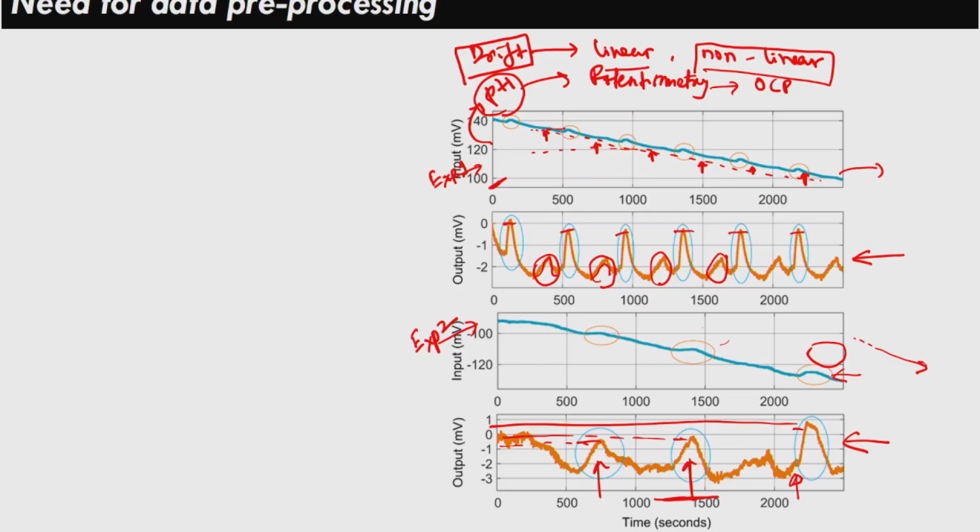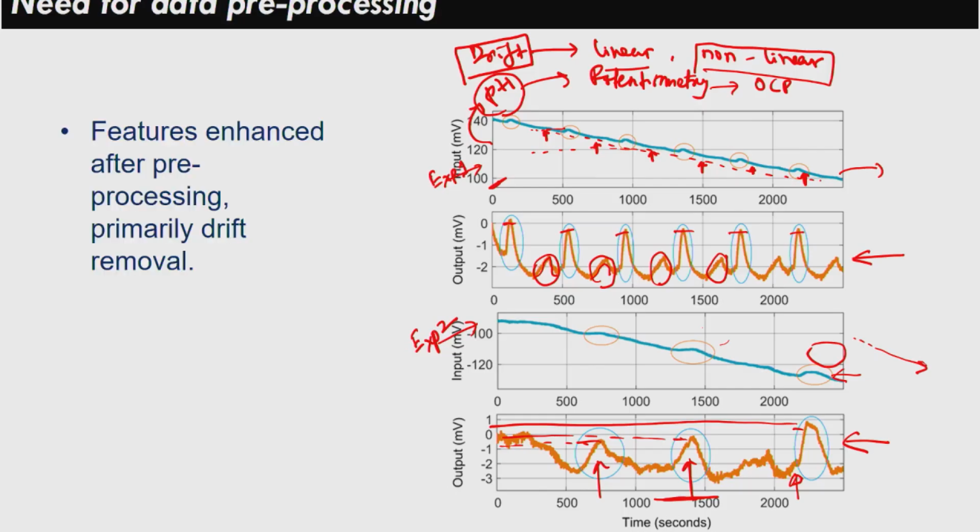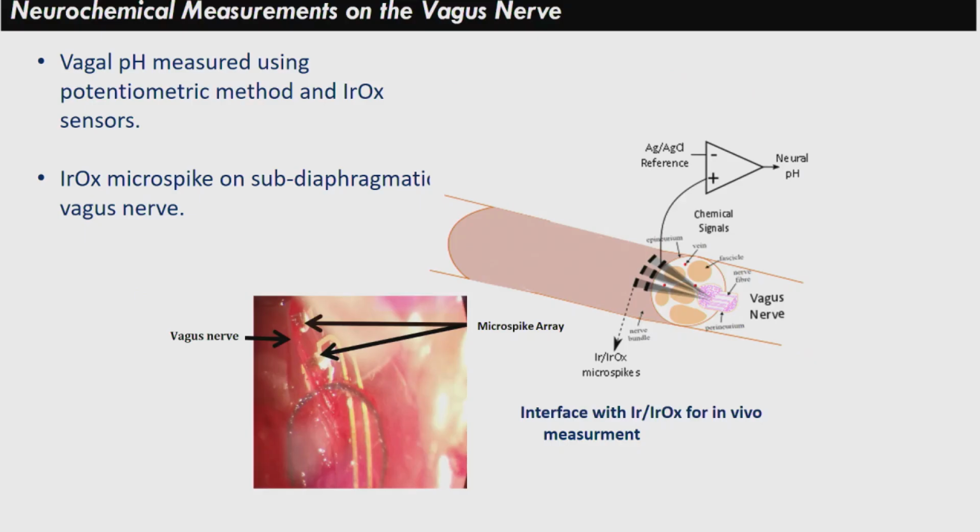I will show you one of the processing techniques, there are many. Of course, the features are enhanced after pre-processing, primarily drift removal. So, we are not there in AI yet. We are still in the signal processing domain.